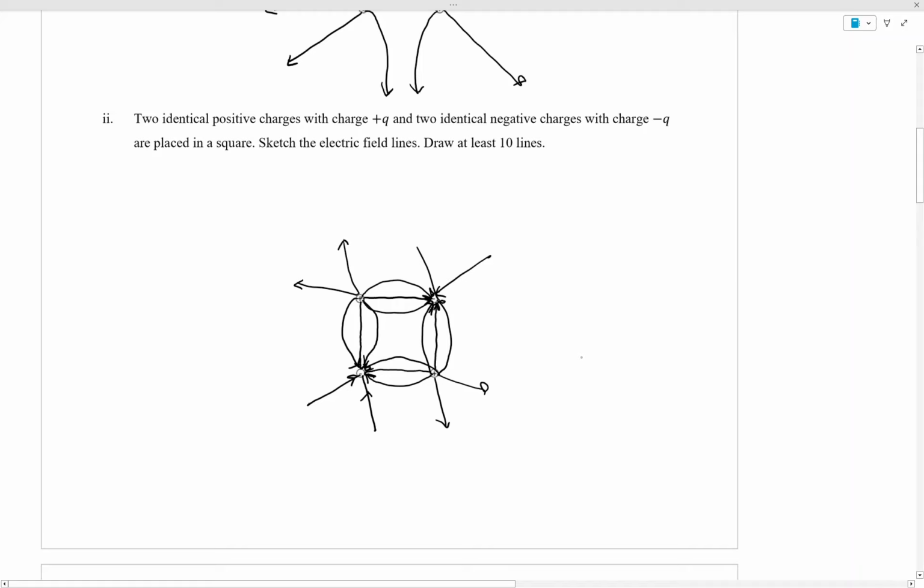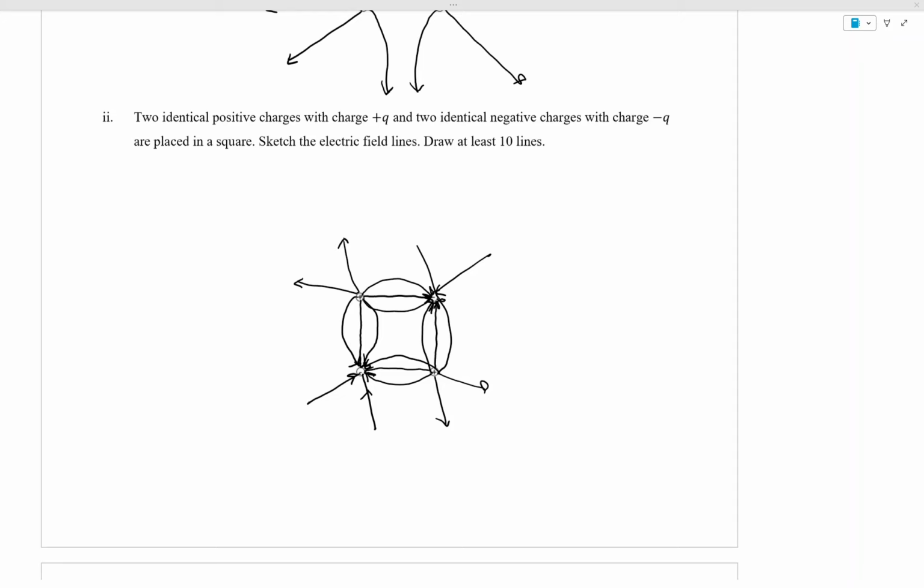There would be a spot for this one as well where right in the middle the electric field from all four of those charges cancel, and so there's no field lines exactly in the middle. This is just another example of practicing sketching electric fields. You can expect to be able to do that basically for simple configurations of charge like this.